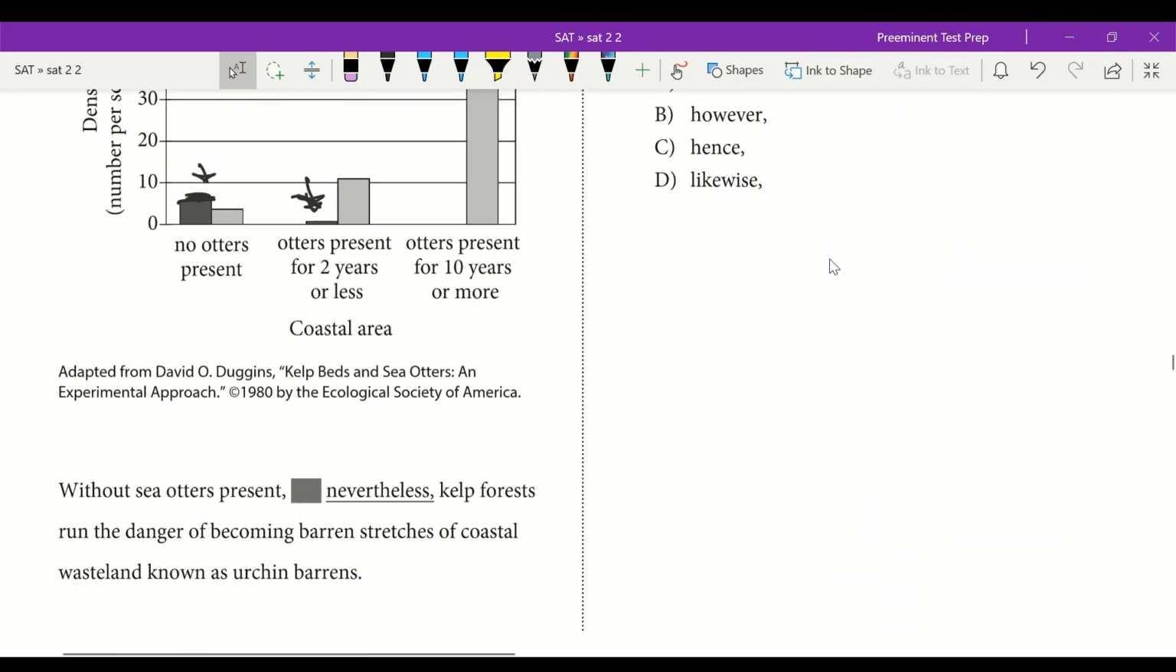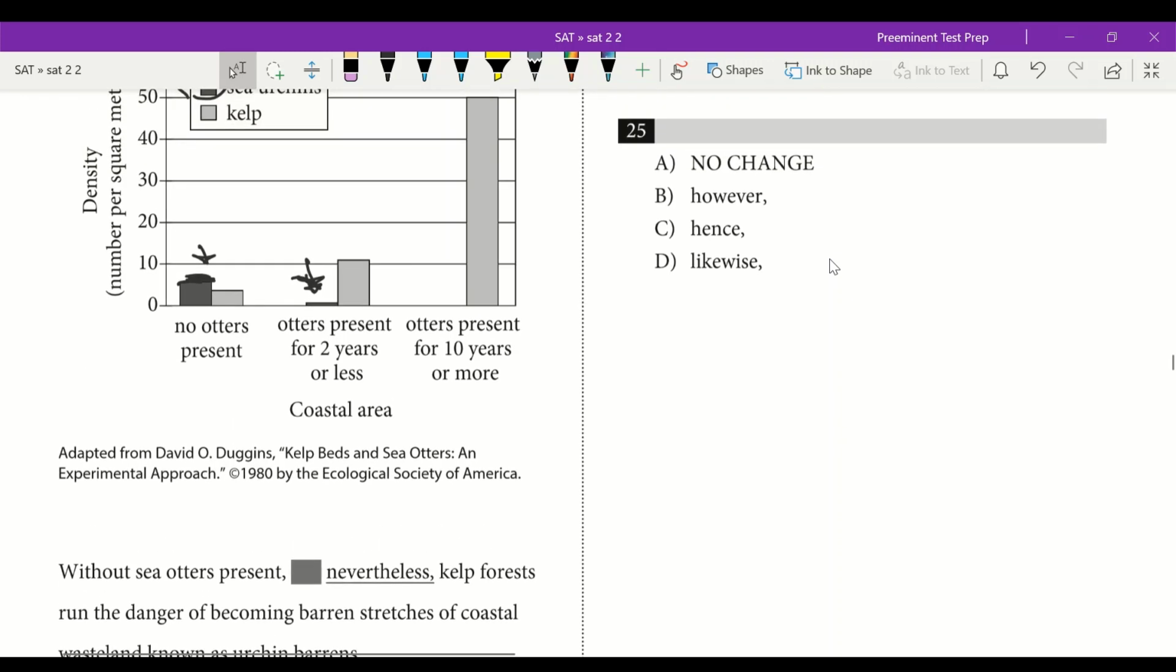All right, down here. Without sea otters present, nevertheless, kelp forests run the danger of becoming barren stretches of coastal wasteland known as urchin barrens. All right, well, what do we know? We know that we need a word that relates without sea otters present to the kelp forests running the danger of becoming barren stretches, right? So we need a word that shows that relationship. Nevertheless doesn't really show us that relationship. What about however? Without sea otters present, however, kelp forests run the danger. Well, that does, right? However, if we don't have sea otters, the kelp forests run the danger of becoming barren stretches of coastal wasteland, right? So that does show our relationship.